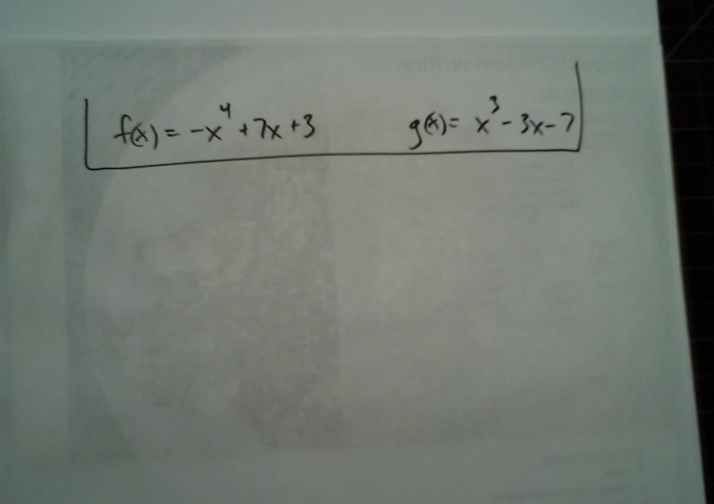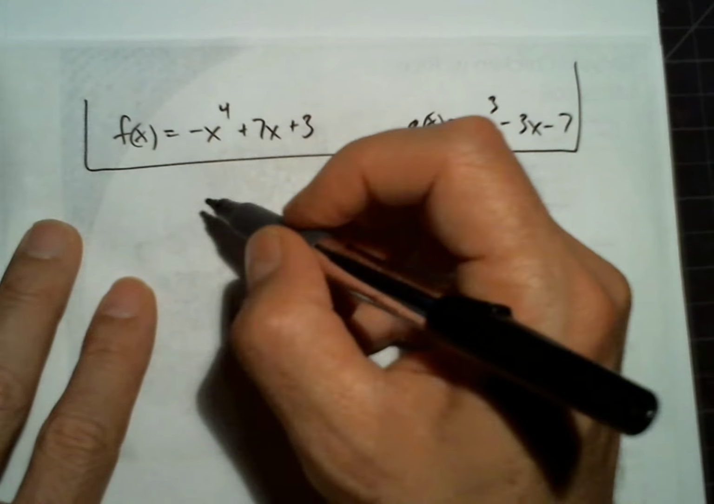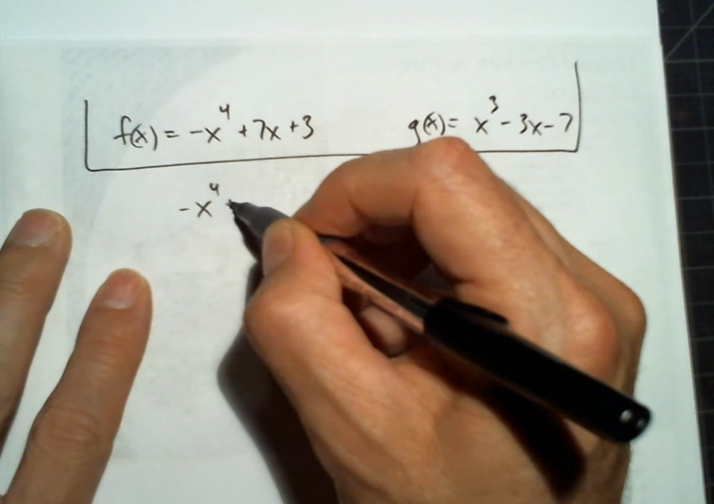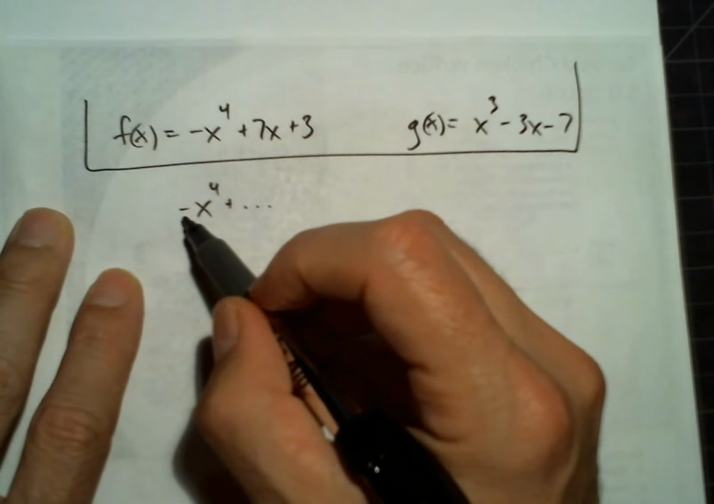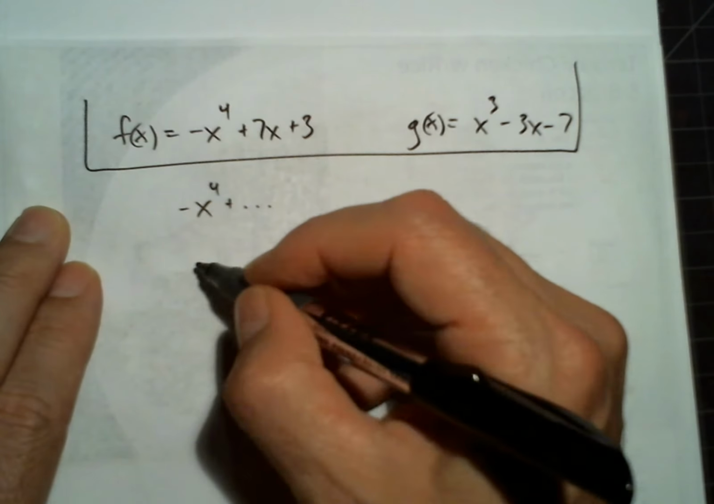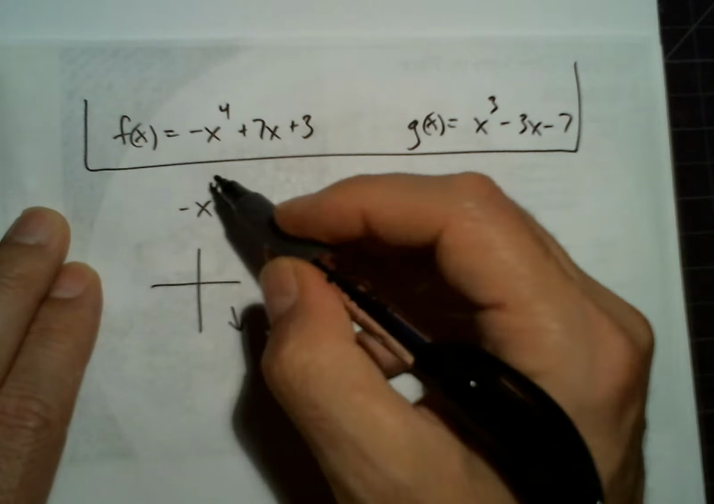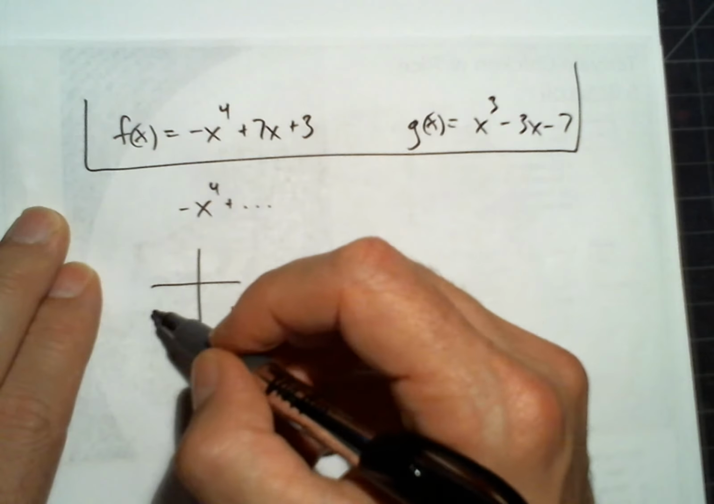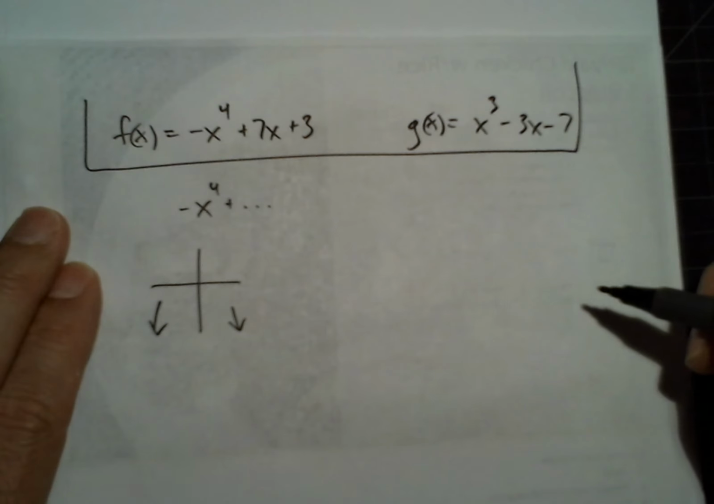Okay, pause and describe the end behavior of these functions. So negative means go down to the right. Even means go in the same direction. So they're both doing that.